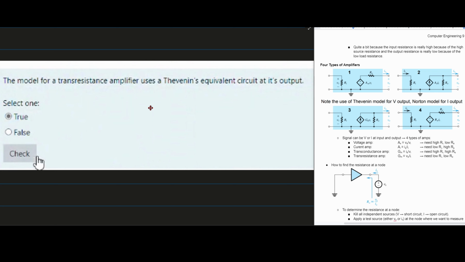This problem says the model for a transresistance amplifier uses a Thevenin's equivalent circuit at its output. Is this true or false?